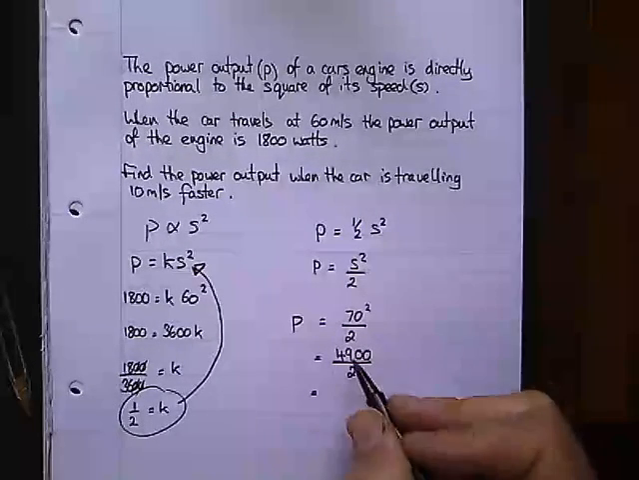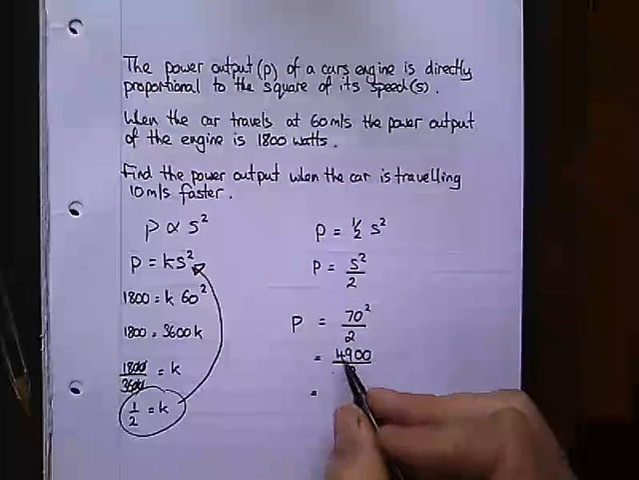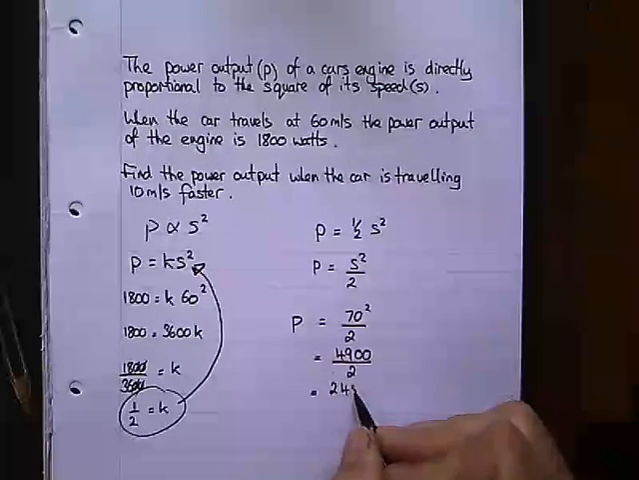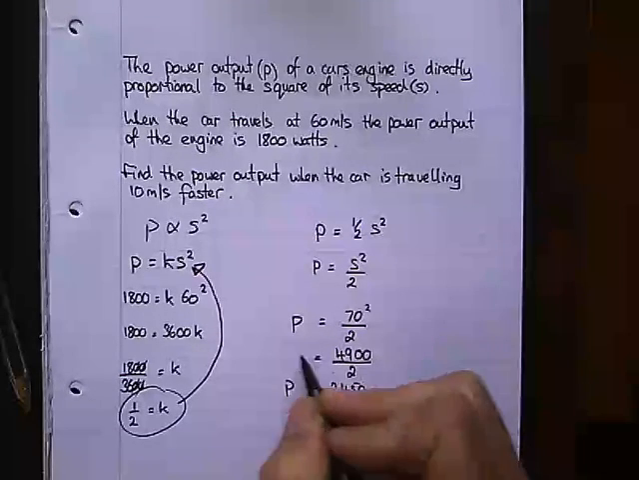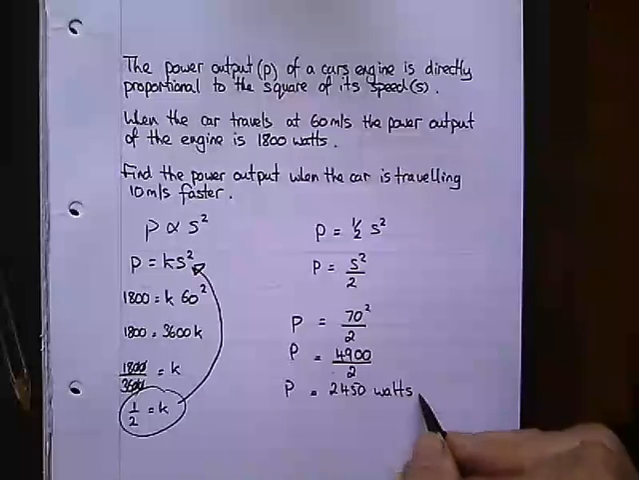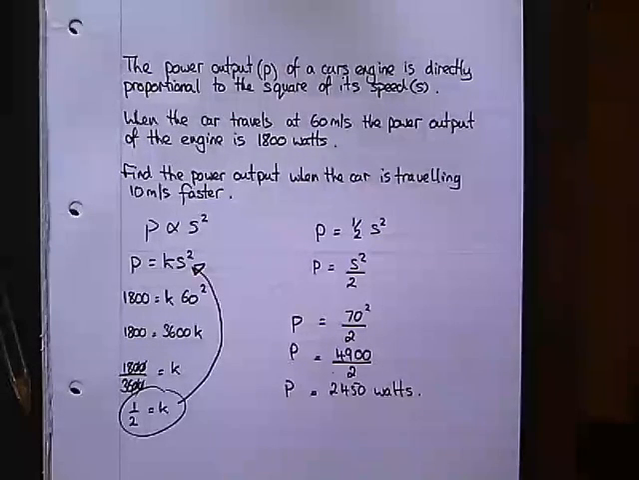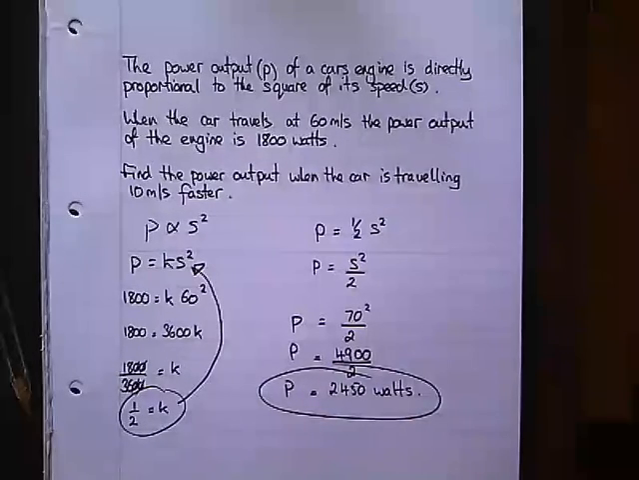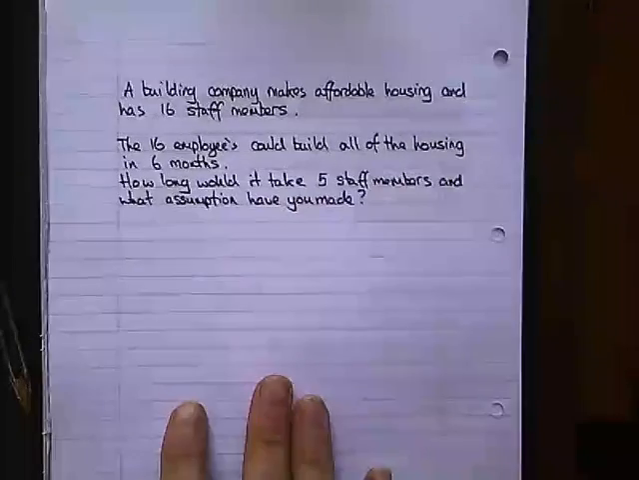Half of 4,900, I think half of 4,000 is 2,000, half of 900 is 450. So the power equals 2,450 watts. Okay, so there's a nice worded example for you for direct proportion. Now let's have a look at one where it's indirect or inverse proportion.